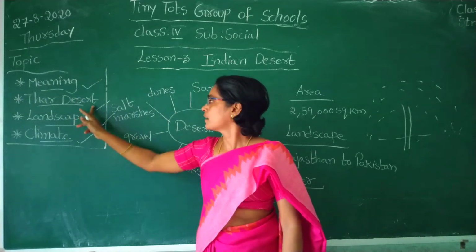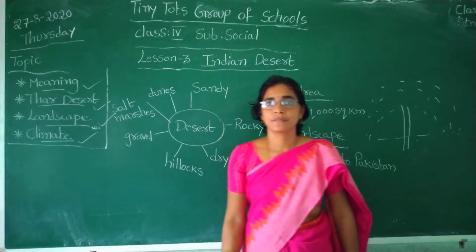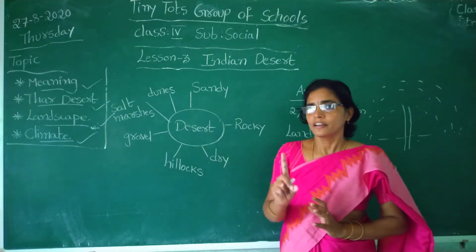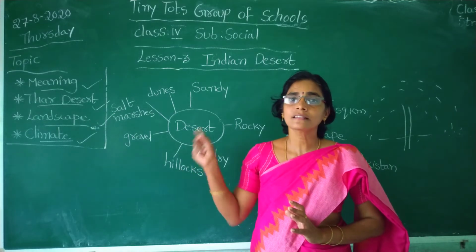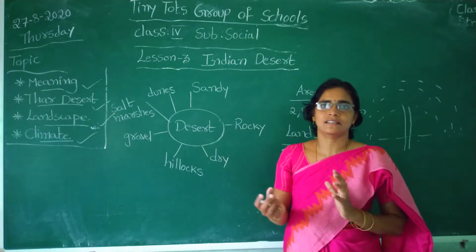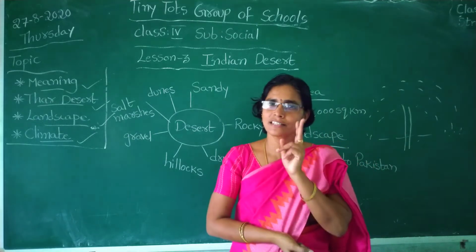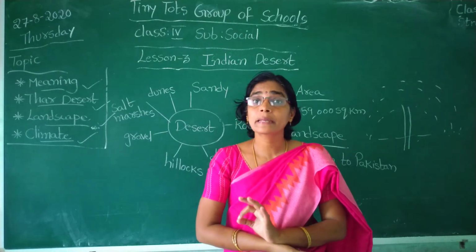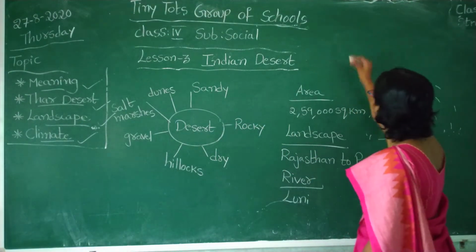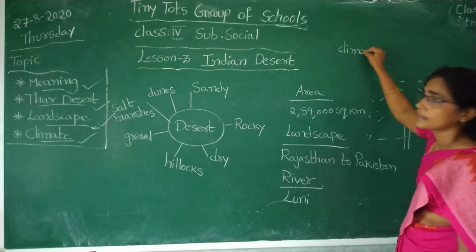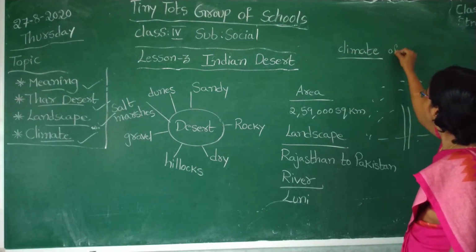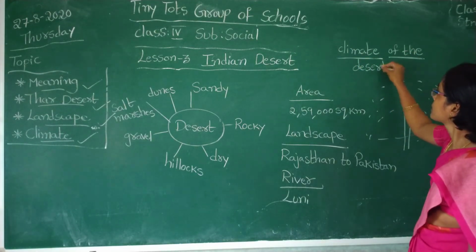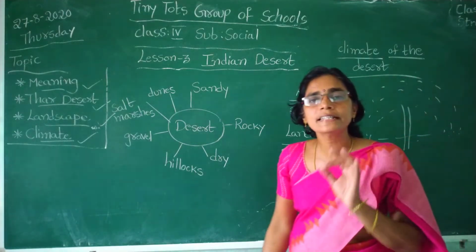First one, meaning, Thar desert, landscape and climate. You try to write what is the one and only river in Thar desert. How is the climate of the desert? At least 2 sentences about the climate of the desert. What is the homework today? Write climate of the desert. See, look at this. Climate of the desert. Try to write at least 3 sentences about the desert.